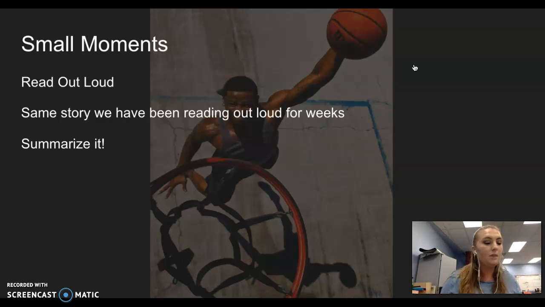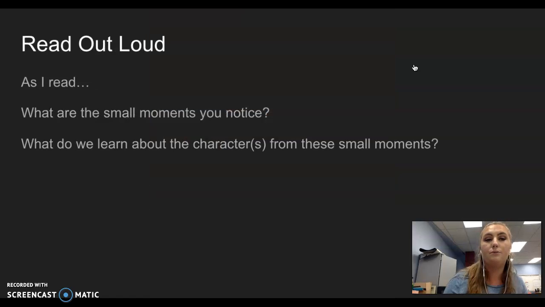So, as I read aloud, I want you to notice what the small moments are. What are they? What are they doing? And what did you learn about the character or characters from these small moments? Okay, so here we go.